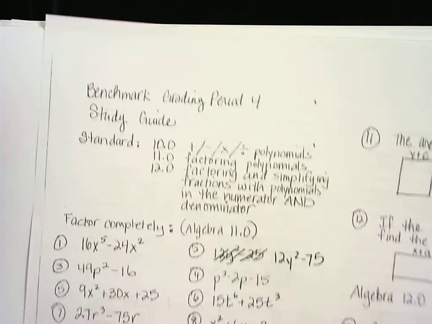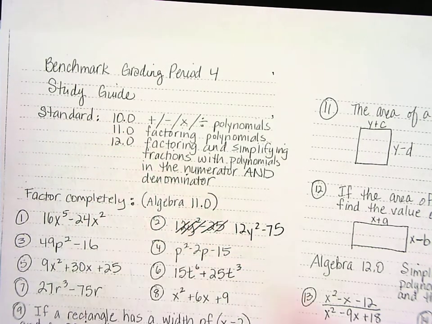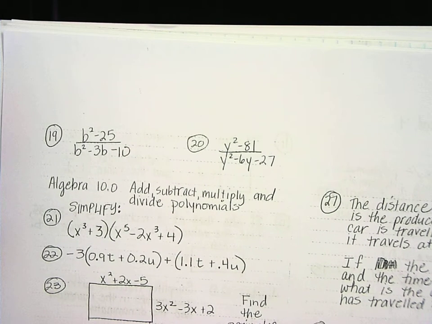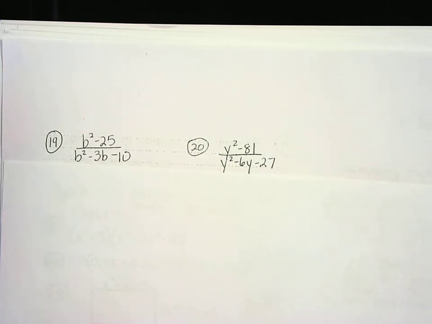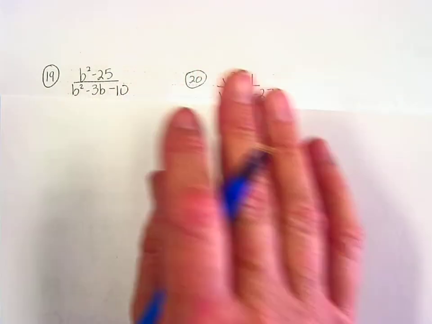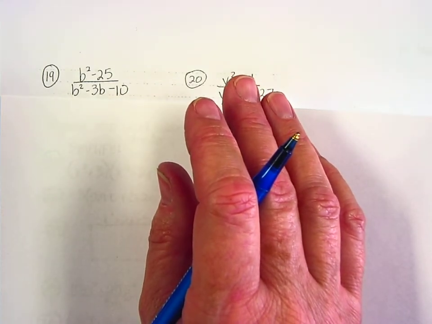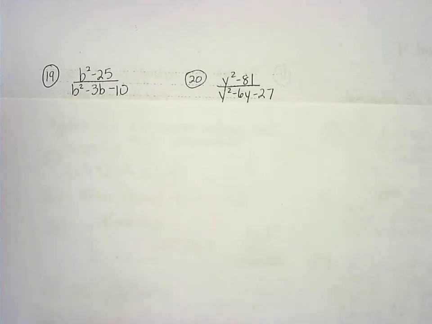All right, so we are finishing up benchmark grading period 4 study guide. Again, the standards are 10.0, 11.0, and 12.0. So number 19 is a fraction or a rational expression with polynomials in the numerator and the denominator. So what we're going to do is factor the numerator using our menu. Then we're going to factor the denominator using our menu. Then we're going to try to cancel out any common factors that we can find, and that will be our simplified answer. So here we go.